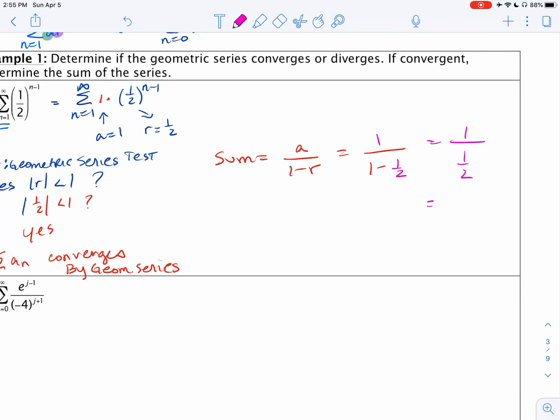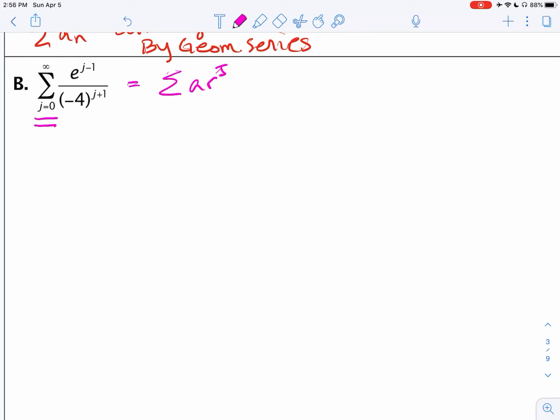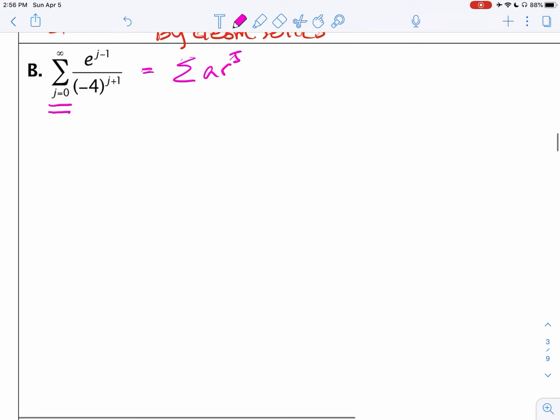So it's just a matter of playing with your exponent rules. And again, I want to note that we are starting with j equal to 0. So we want to make this one look like a times r to the j, right? We don't want it to be j minus 1. We want it to be j. So I have some j minus 1s here, and I have some j, but I'm going to first play with this expression. So I'm going to see that e to the j minus 1 over minus 4 to the j plus 1.